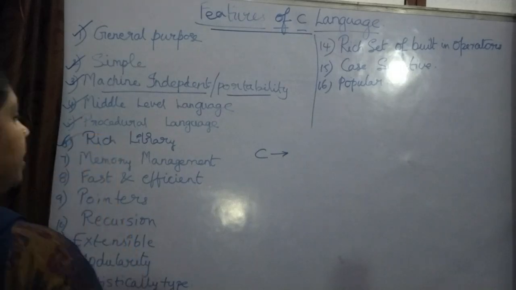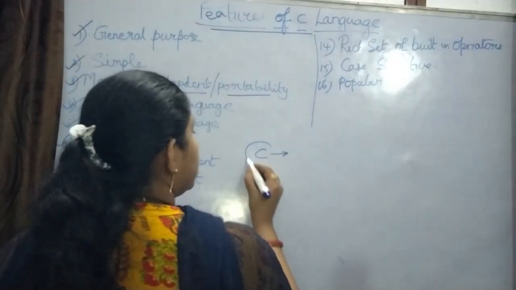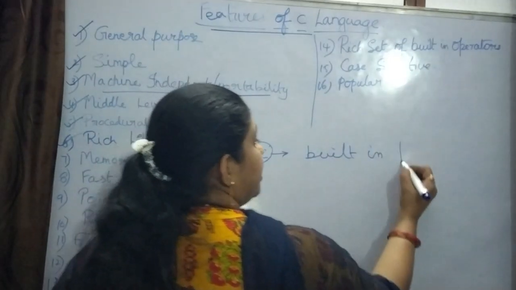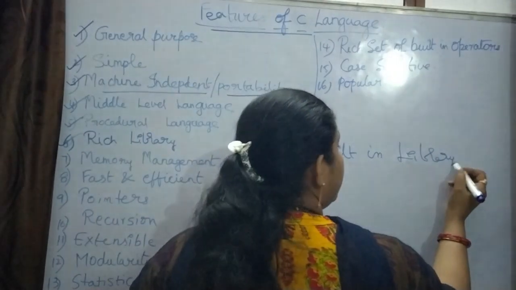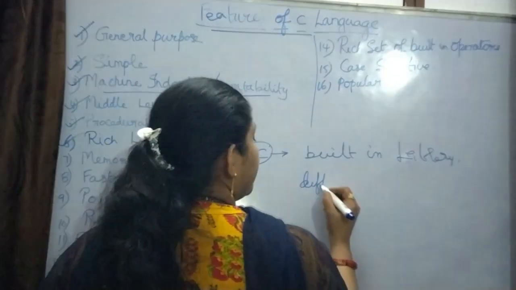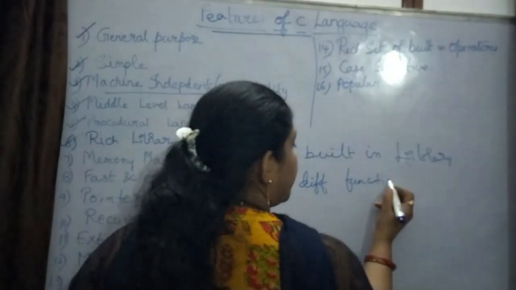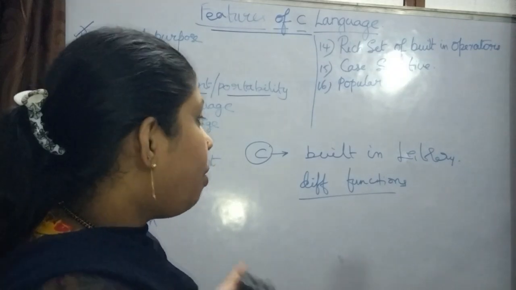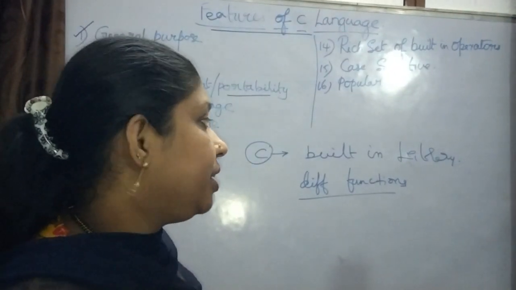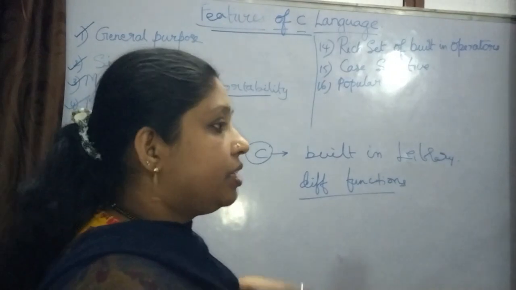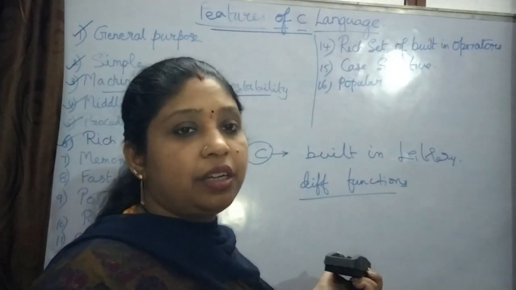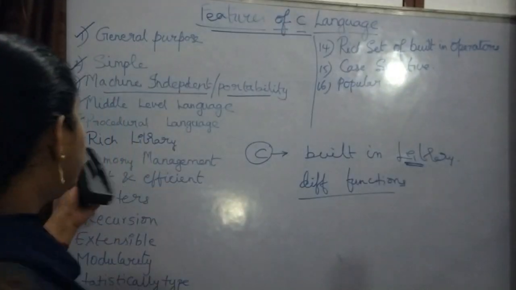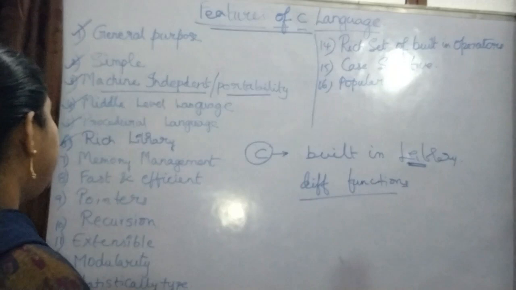Now, rich library. That means C has a built-in library, and this library consists of different functions. These functions are used in C programs. There are already predefined functions, predefined keywords, and predefined data types in the library. That's why it is rich in library.